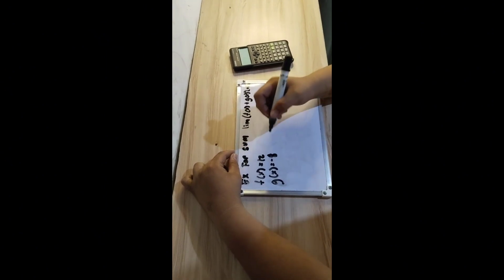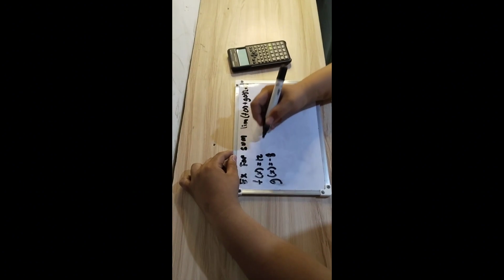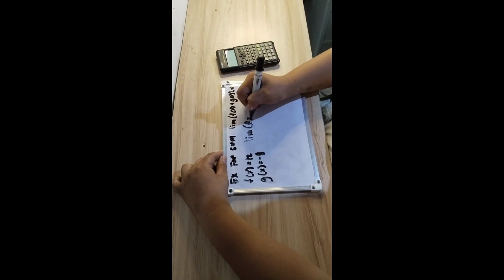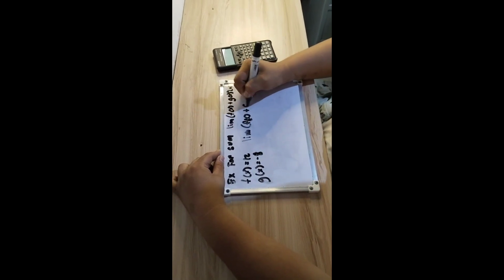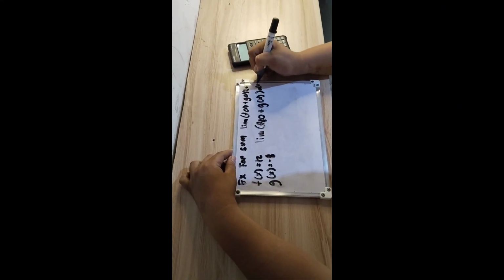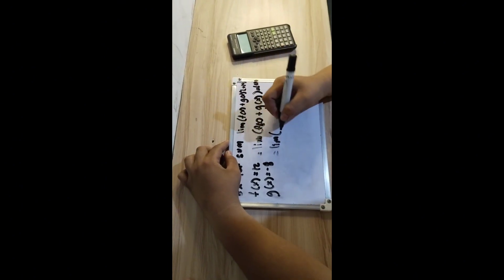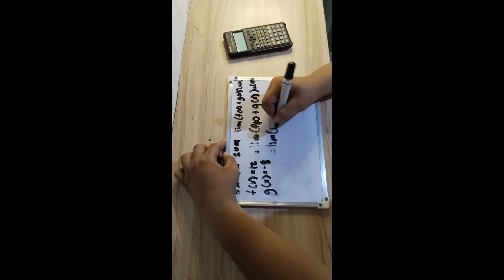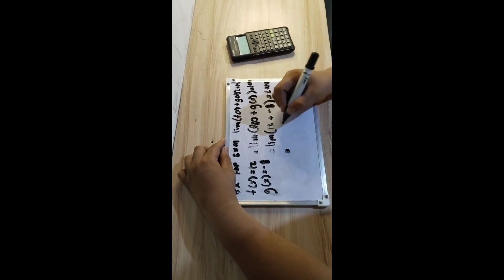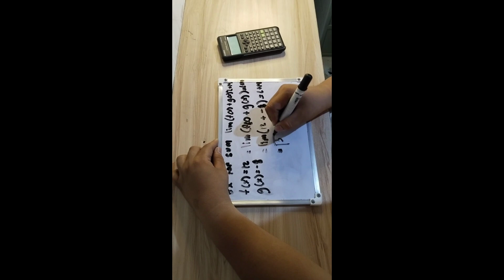Example for sum theorem. Our f of x is equal to 12, our g of x is equal to negative 8. First, let's write the formula. The limit of f of x plus g of x is equal to L plus M. Then, let's change the variable into a real number. The limit of 12 plus negative 8. And we will add 12 plus negative 8, which is equal to 4. So here is the answer.